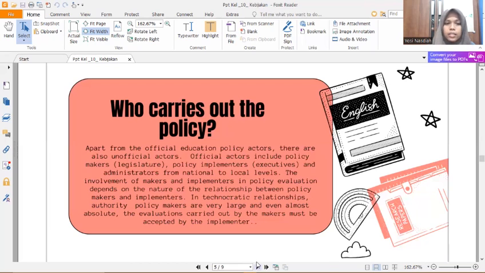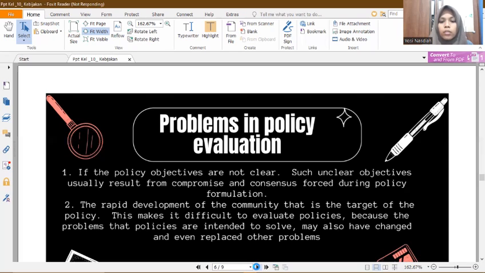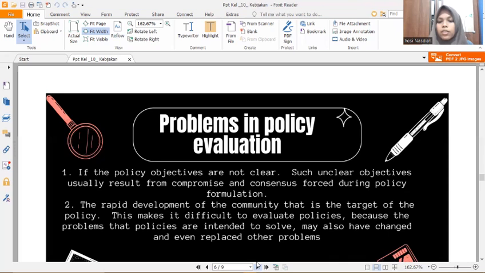The next point is problems in policy evaluation. Number one, the policy objectives are not clear. Such unclear objectives usually result from compromise and consensus during policy formulation. Number two, the rapid development of the community that is the target of the policy. This makes it difficult to evaluate policy because the problems that the policy is intended to solve might also have changed and even been replaced by other problems.